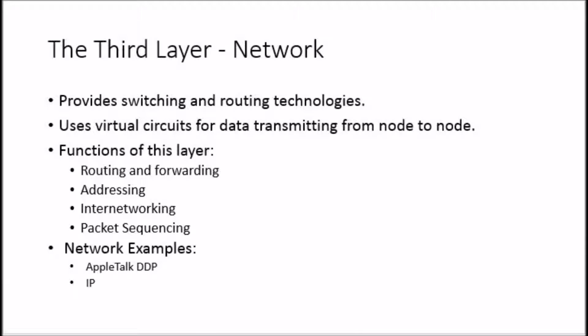The third layer is the network layer. This layer provides switching and routing technologies that create logical paths, known as virtual circuits. These are used for transmitting data from node to node. Functions of this layer include routing and forwarding, addressing, internetworking, and packet sequencing. Network layer examples include AppleTalk, DDP, and IP.